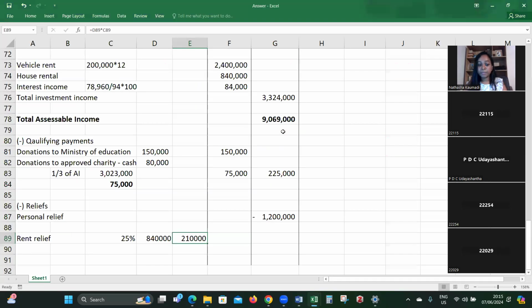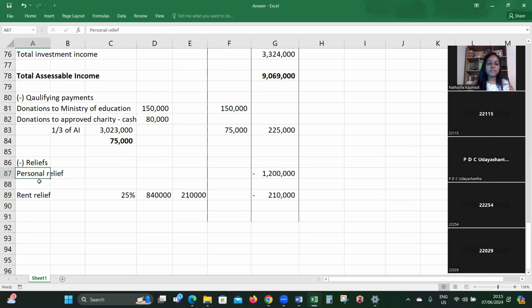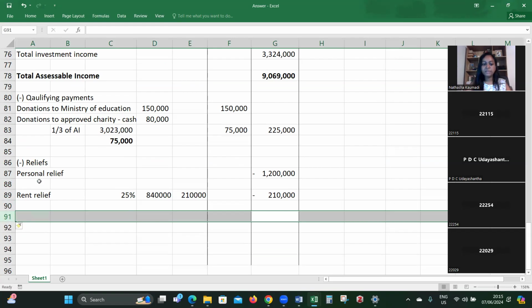So you can claim a total of 210,000 here. I hope that is clear. Even though your expense is 200,000, you can claim 210,000, 25% of the rental. Okay, so we have personal relief 1.2 million, rent relief 210,000. We don't have any other reliefs here, right?